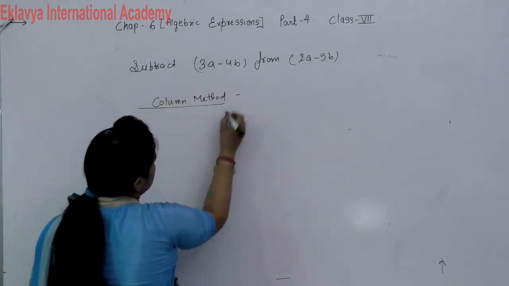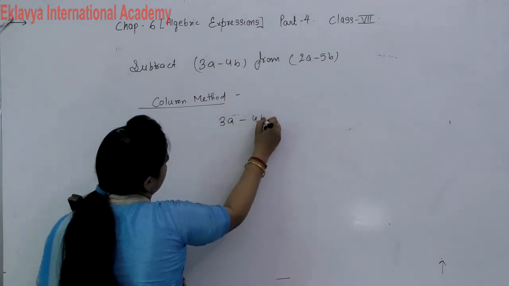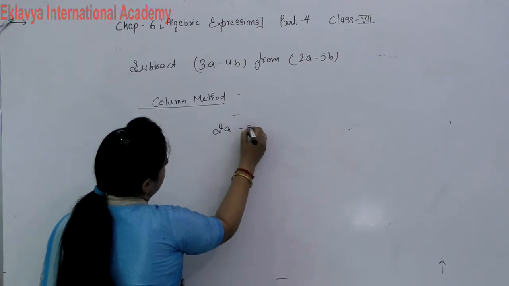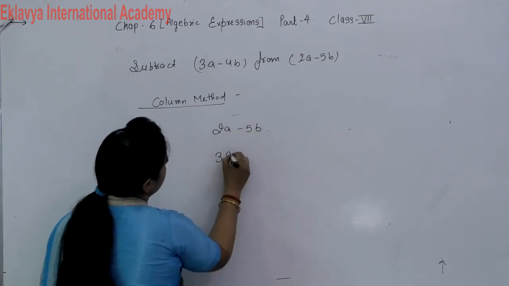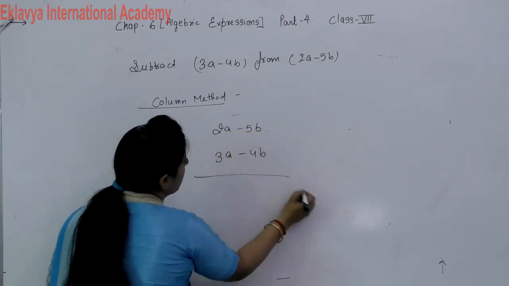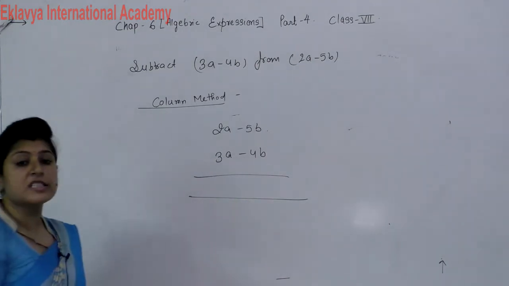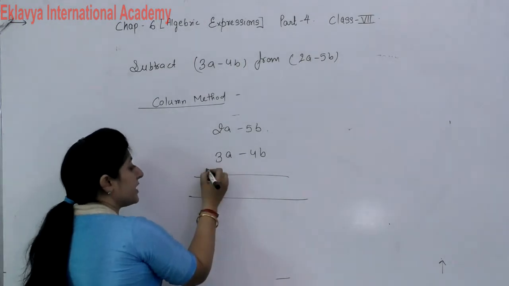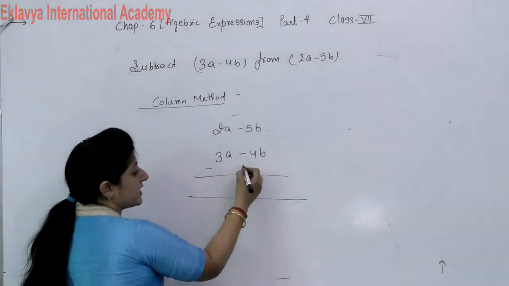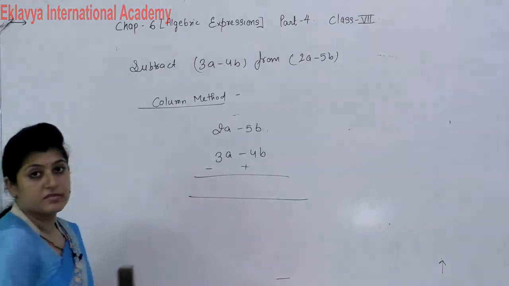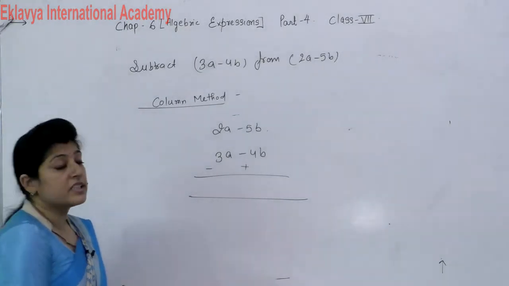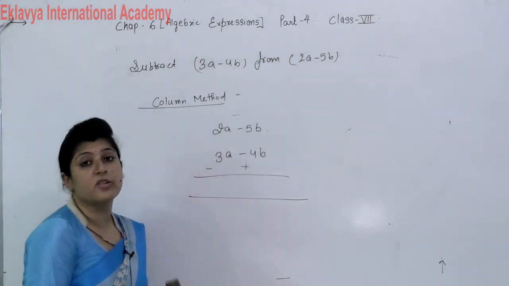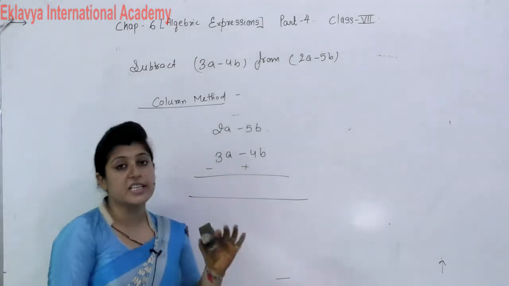In the column method, firstly we write down 2a minus 5b, then we write down 3a minus 4b below it. Now see, we are doing the subtraction. It means we change the sign of this term, positive then negative, this minus then here plus. Remember this thing, whenever you are doing the subtraction, then in the second row, these are the binomial, firstly change the sign of it.